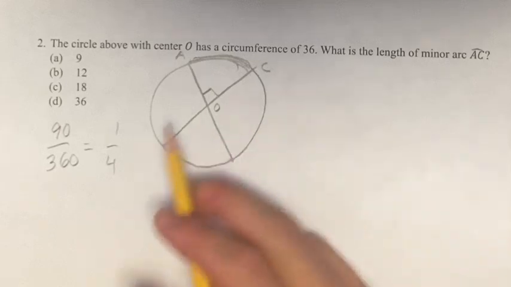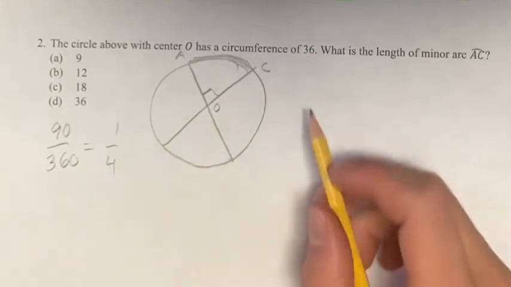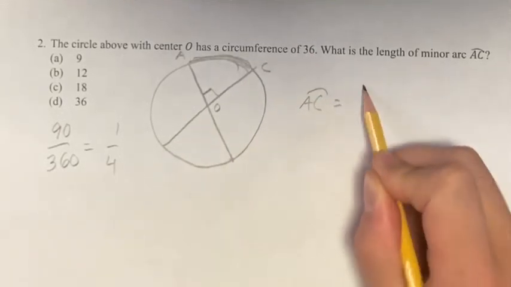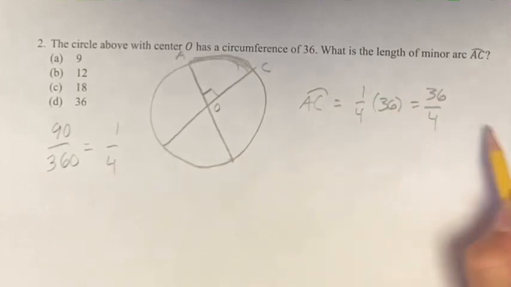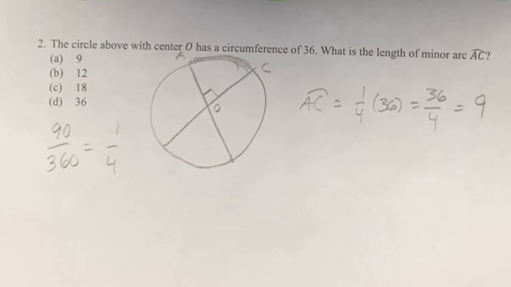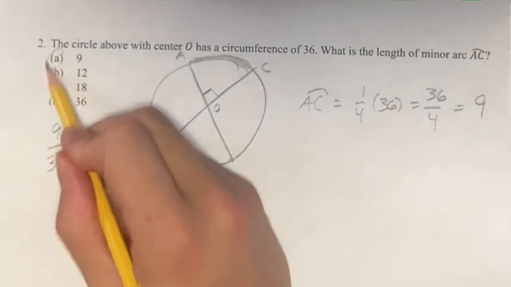All right, so the total circumference is 36. Therefore, AC is 1/4 of 36. And this is 36 over 4, which is 9. So 9 is going to be your final answer, which is A.